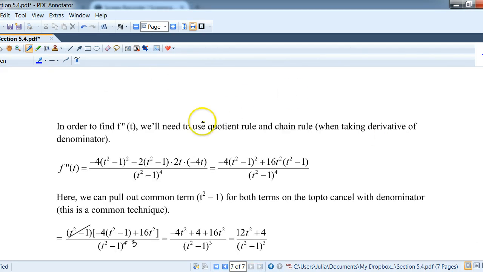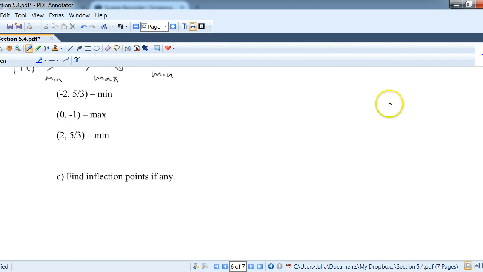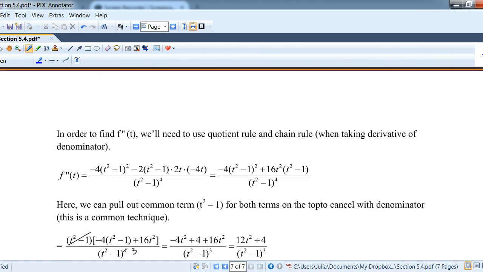This is a tricky part, taking the second derivative of the rational function. In this case, we would have to use the chain rule and quotient rule, but do not let this scare you because it's still possible to do so. Let me kind of walk you through the process.